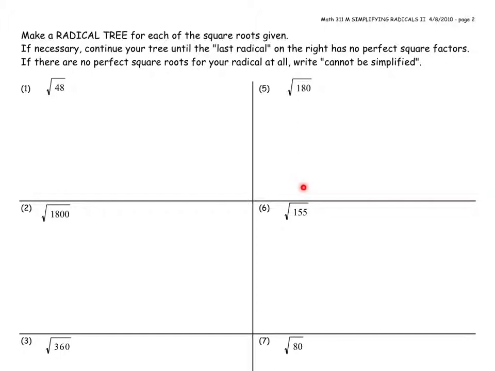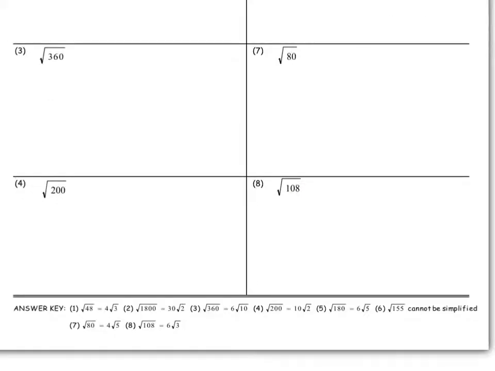The answer key is at the end. As you can see, I didn't lie. Rad 155 cannot be simplified, and if you give a quick peek, you'll notice that all the others can. So see if you can make trees. Those of you who know how to make shortcut trees, please go right ahead and do them. For those of you, again, who want to keep it simple, make trees using 4s and 9s and 25s and see how that works out. Good luck.